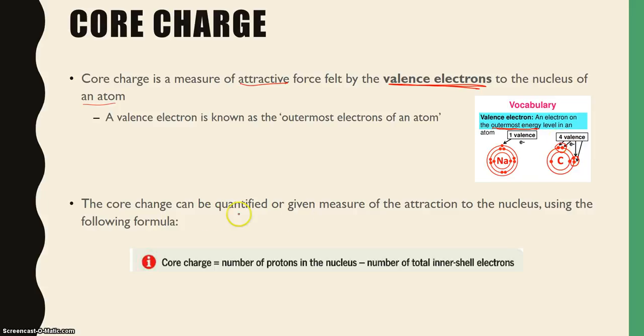The core charge can be quantified by the attraction of the electrons to the nucleus. The formula is the number of protons in the nucleus minus the total number of inner shell electrons. The total number of inner shell electrons is simply all the electrons except the valence electrons. So for sodium here, it has 11 electrons in total, and it has one valence electron. So its total number of inner shell electrons would be 10.